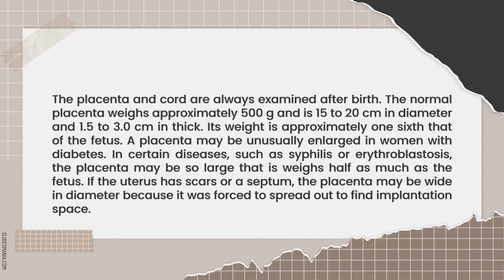The placenta and cord are always examined after birth. The normal placenta weighs approximately 500 grams and is 15 to 20 cm in diameter and 1.5 to 3 cm thick. Its weight is approximately 1/6 that of the fetus. A placenta may be unusually enlarged in women with diabetes. In certain diseases such as syphilis or erythroblastosis, the placenta may be so large that it weighs half as much as the fetus. If the uterus has scars or a septum, the placenta may be wide in diameter because it was forced to spread out to find implantation space.